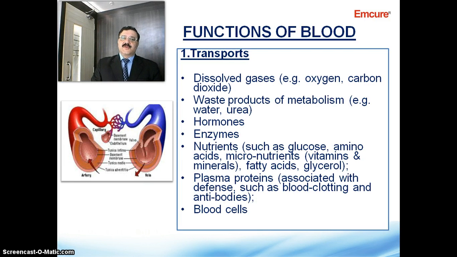What are the important functions of blood? Well, we all know that it helps in transportation. It transports dissolved gases like oxygen, carbon dioxide. It transports waste products of metabolism, for example water, urea, ammonia. Of course, hormones and enzymes. Then nutrients such as glucose, amino acids, micronutrients like vitamins, minerals, fatty acids, and glycerol. Plasma proteins associated with defense, such as blood clotting factors and antibodies, are also transported by blood.